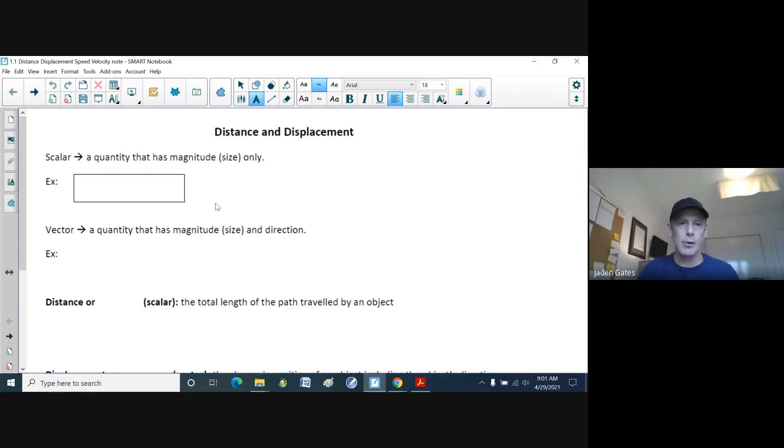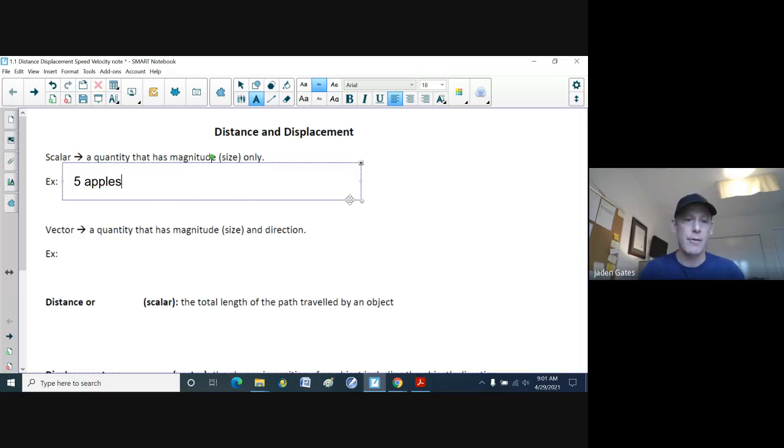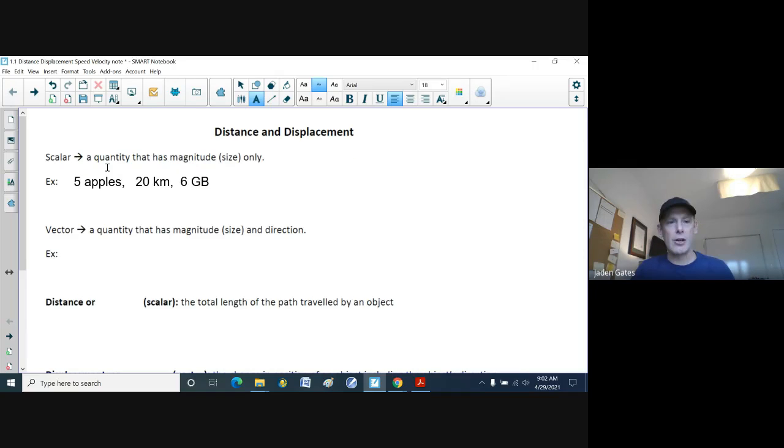For example, we use scalars all the time. You talk about 5 apples, you say bike 20 kilometers, or you have 6 gigabytes on your iPad or something like that. Those are all scalars, because you're just counting.